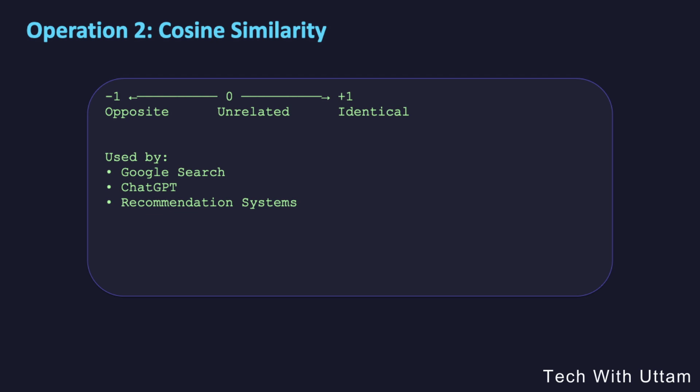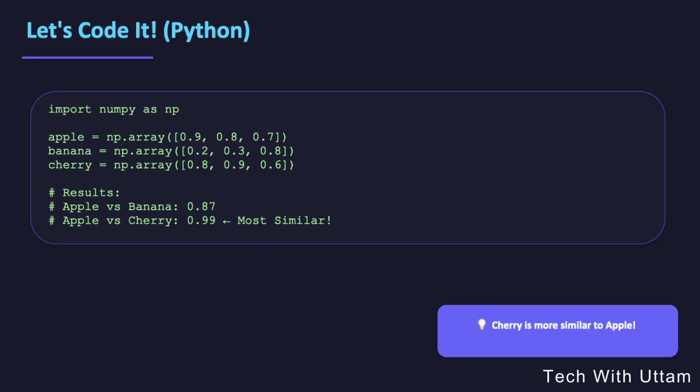Instead of measuring distance, it measures the angle between two vectors. If two vectors point in the exact same direction, their cosine similarity is 1, they're identical. If they're perpendicular, it's 0, unrelated. If they point in opposite directions, it's -1. This is what Google uses to match your search query with web pages, and what ChatGPT uses to understand context. And the code to do this is surprisingly simple. Just a few lines of Python with NumPy, and you're calculating cosine similarity like a pro. I'll put the code in the description.